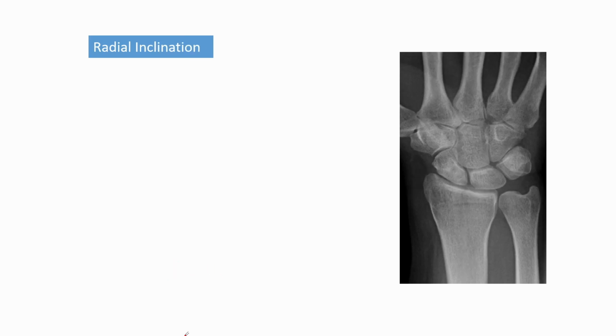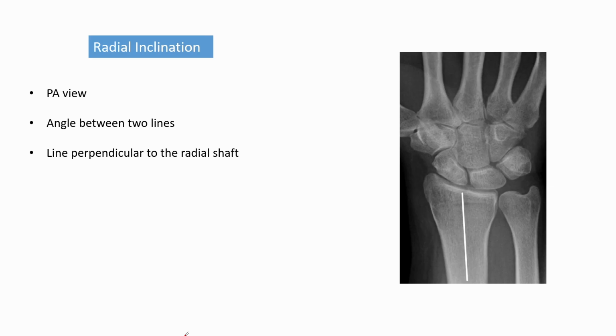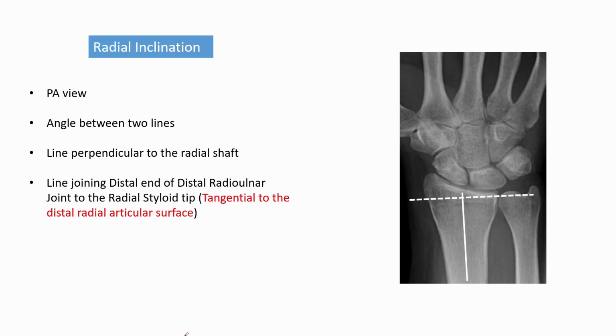Coming to the radial inclination. It is also seen in the PA view, and it is the angle between two lines. The first line is a line perpendicular to the radial shaft, and the second line is a line joining the distal end of the distal radioulnar joint to the radial styloid tip. This is also described as a line tangential to the distal radial articular surface. So the angle between these two lines is the radial inclination.